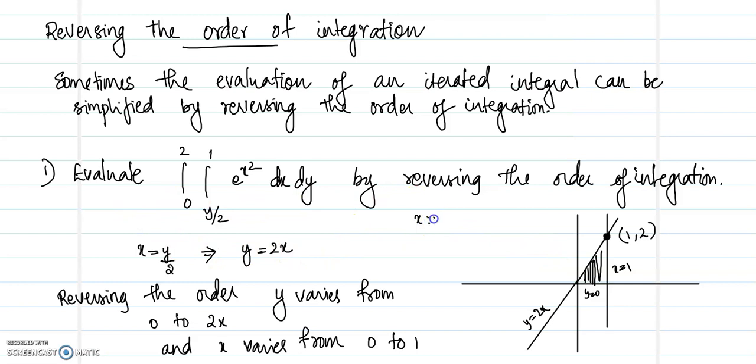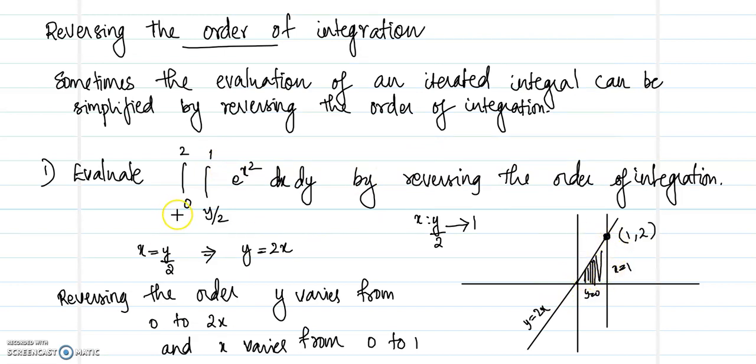So here x varies from y by 2 to 1. Now x equal to y by 2 എന്ന് പറഞ്ഞാൽ that will be y equal to 2x. So this will be the line y equal to 2x and x equal to 1. We have this line. So let us draw those two lines, y equal to 2x and x equal to 1. So our region is moving from y by 2 to 1. അപ്പോൾ x ഡയറക്ഷനിൽ നമ്മൾ എടുക്കുമ്പോൾ y by 2 തുടങ്ങി 1 വരെയാണ് region.